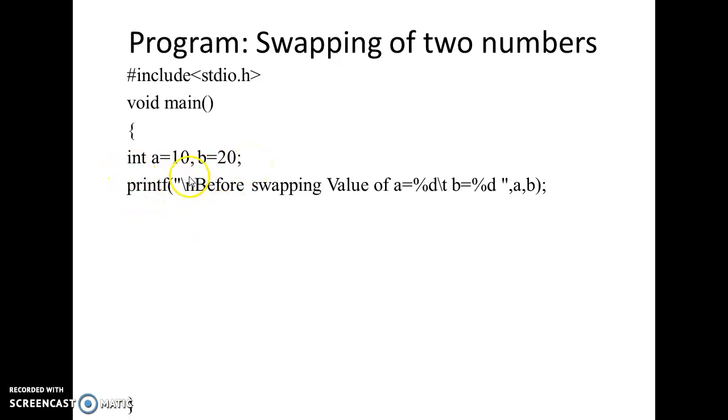First statement, variable declaration. So a and b are declared with the data type integer and assigned the values 10 and 20. Now we want to display them before swapping. So the statement comes: printf("before swapping value of a = %d, b = %d", a, b), where %d is the format specifier for integer.